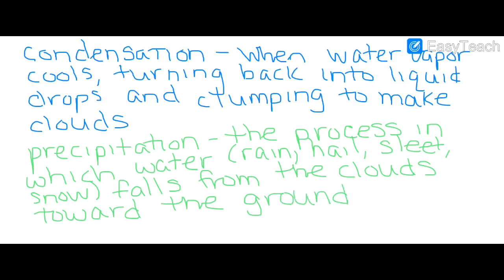All right. So condensation, when water vapor cools, turning back into liquid drops and clumping to make clouds. Then precipitation, the process in which water, rain, hail, sleet, or snow, falls from the clouds toward the ground. All right, we've got 2 more terms to write down for today. All right, on to the next one.